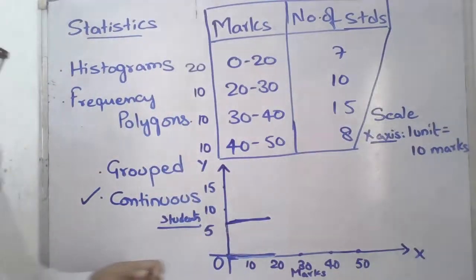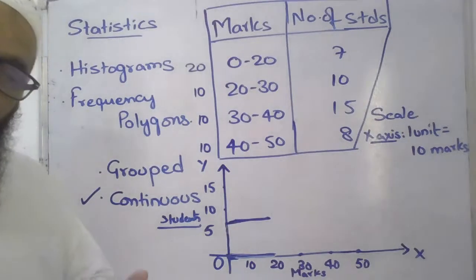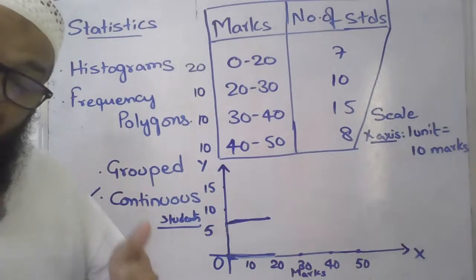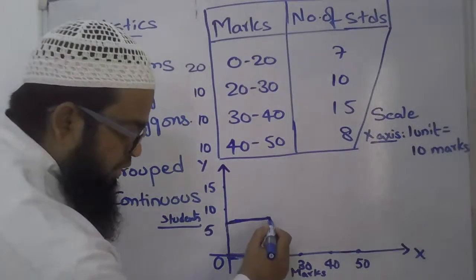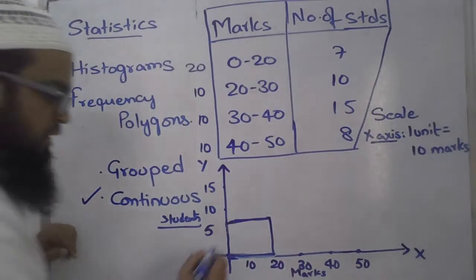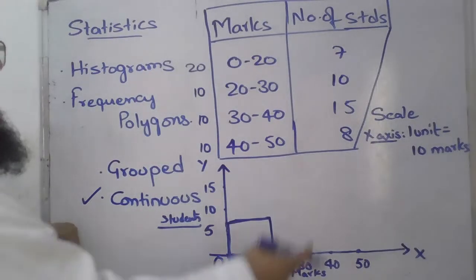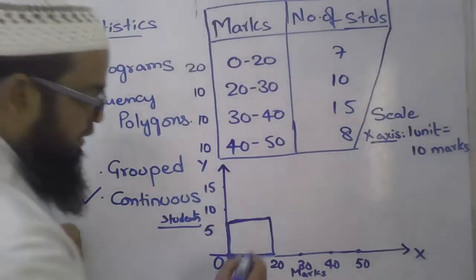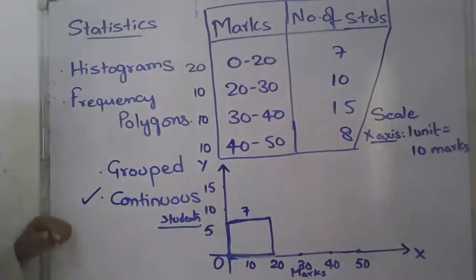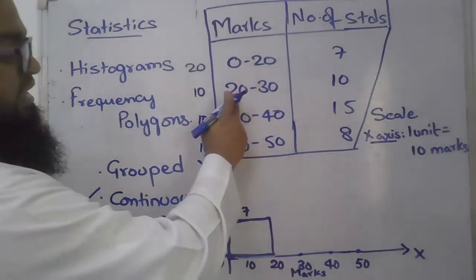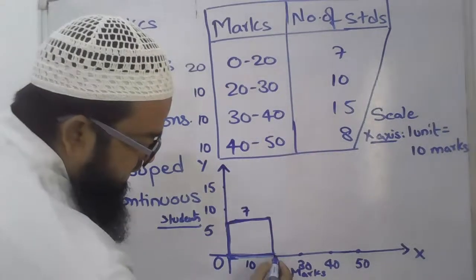Please do not forget your scale on the day, because whenever you come for the examination, you have to carry your stationery. Scale, pencil, it's very important. So now draw a line for 0 to 20. Understood? This is the bar for the class 0 to 20. This represents 7. Now, you can write it here also. Okay, it looks good. Now, what is the next one? 20 to 30. What is the frequency? 10 students. So 20 is here.